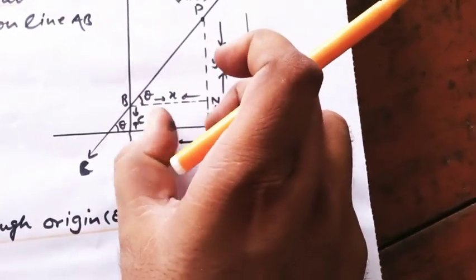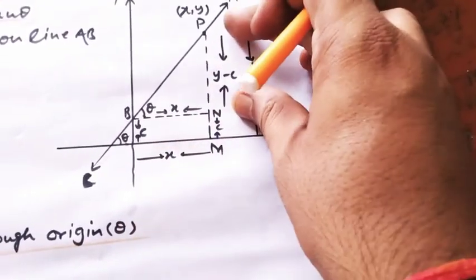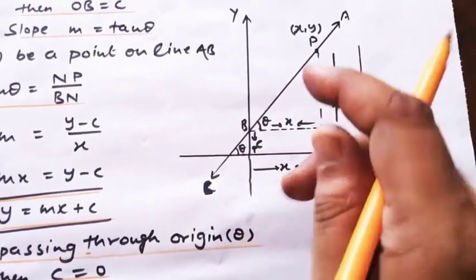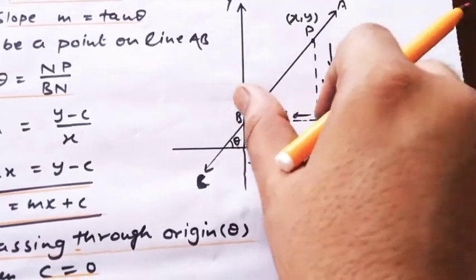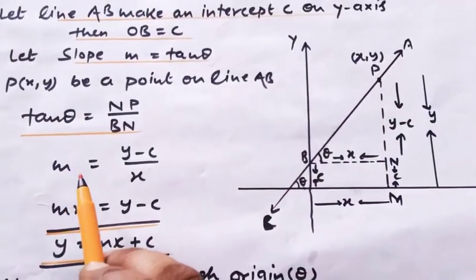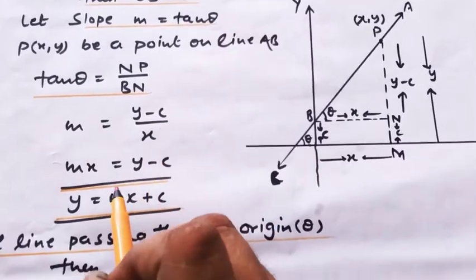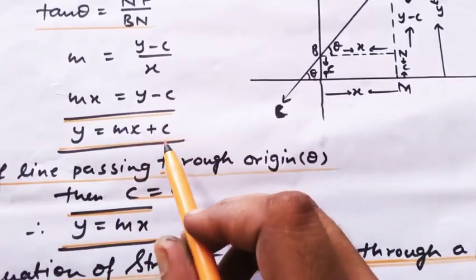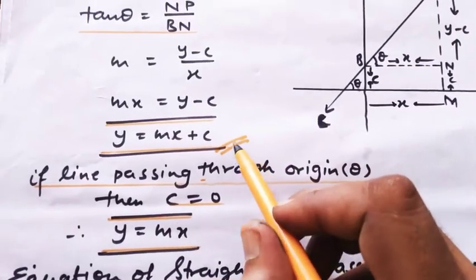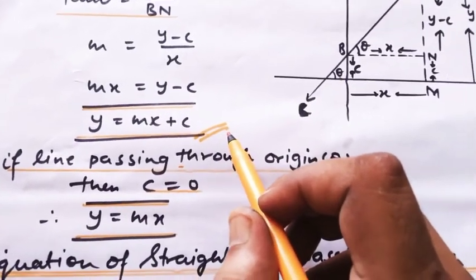Here BN is equal to x. This is perpendicular and this is base. That means tan theta is equal to perpendicular upon base, PN upon BN, means y minus c upon x. Means slope is equal to y minus c upon x. From here we find the equation y is equal to mx plus c. This is the slope form of an equation.